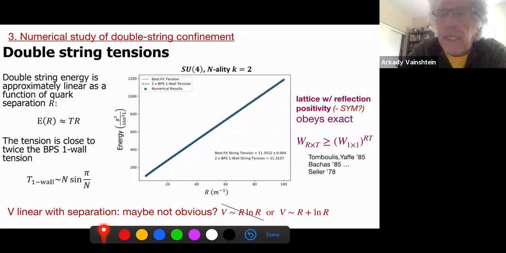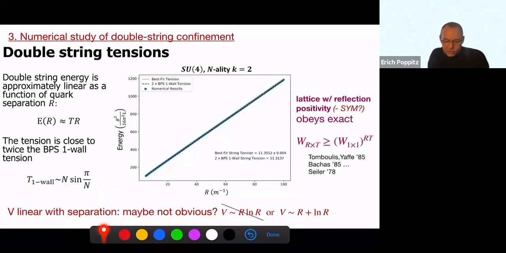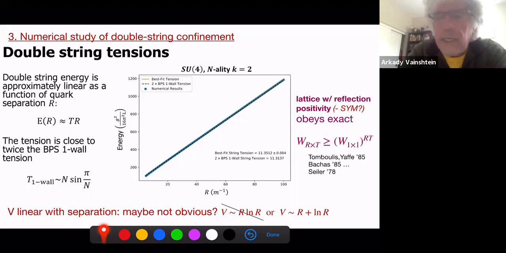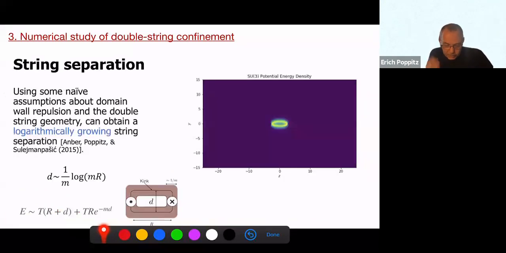Your T1 is a tension for one wall, right? T is the tension of one wall, but the total is 2T. Yeah, that's what I was checking. Okay. So it appears that linearity is a property of this thing, okay? So, right, very nice.